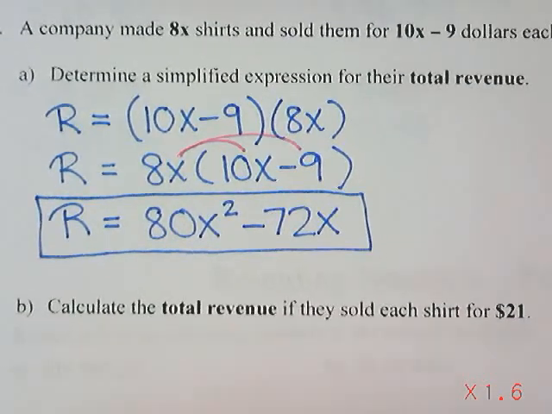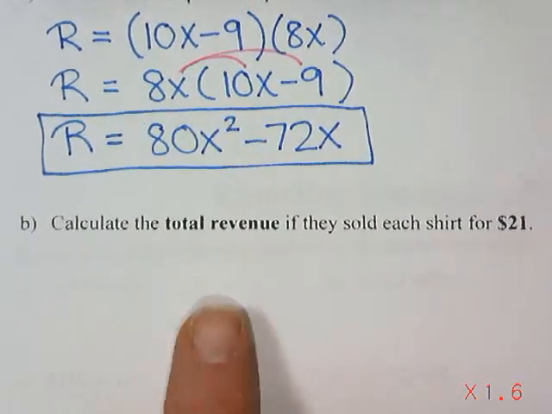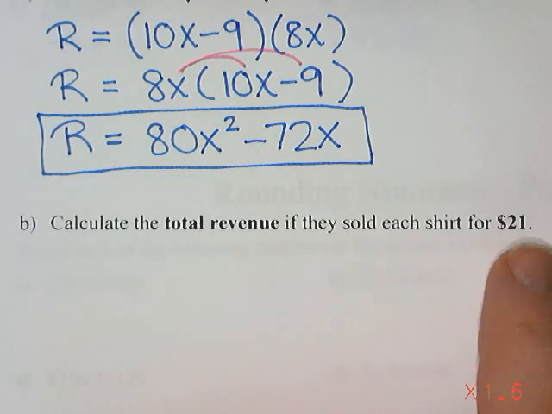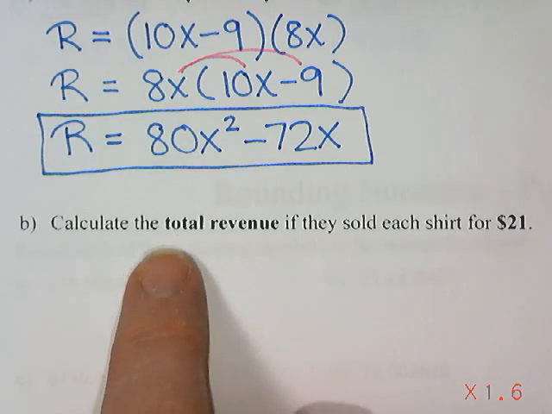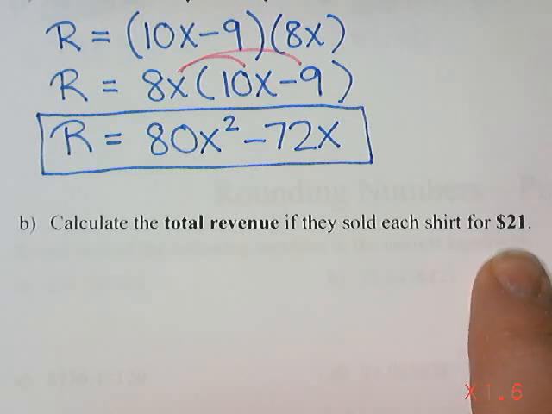All right, there is one last question, and this question is a little bit of problem solving. Normally I would have you try to think about it and discuss it with your seat partner, but I'm not there today, so we're going to have to do it together. This one says, calculate the total revenue if they sold each shirt for $21. So we want to calculate the total revenue if they sold each shirt for $21.